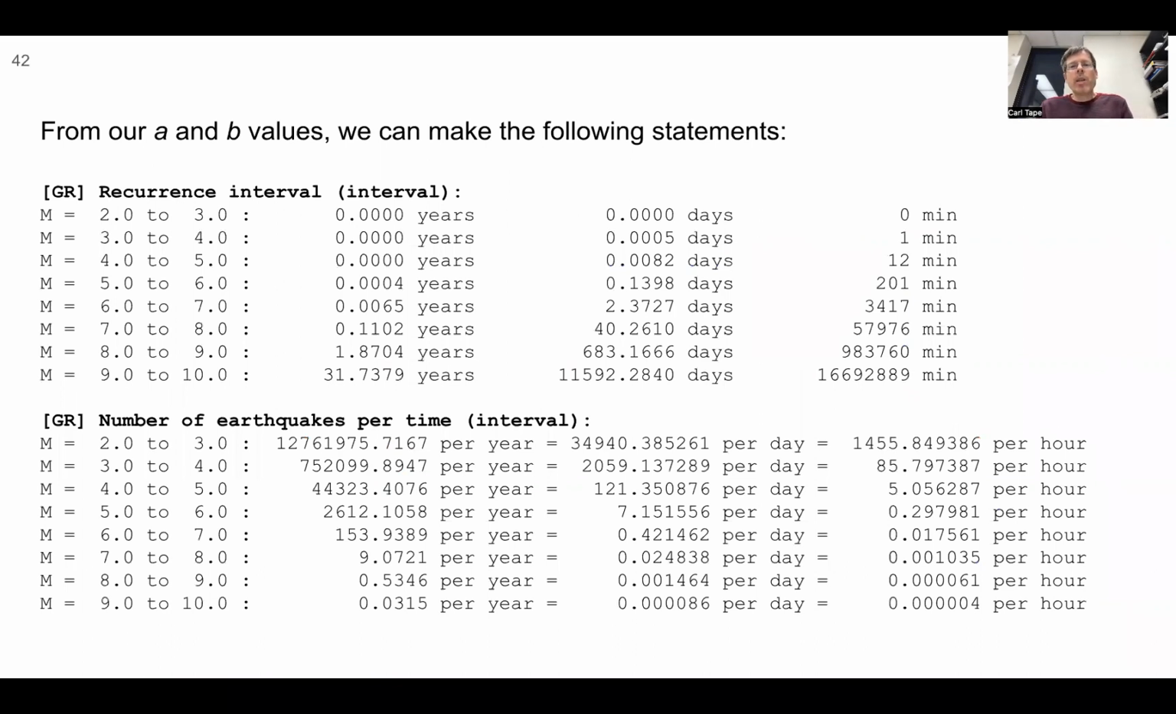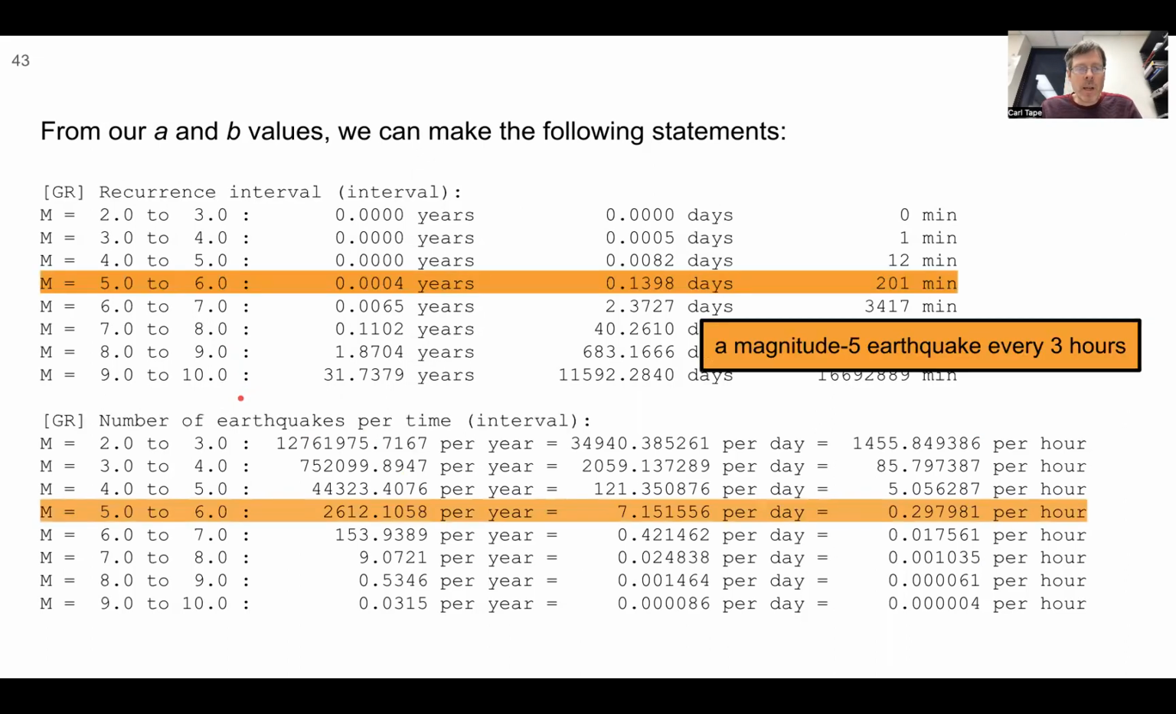And from these A and B values, we can even make practical statements about how often we expect earthquakes to occur. This may be the kind of numbers that people are looking for. And so from the A and B values that we derived from the catalog of 76,000 earthquakes, these are the kinds of statements that can be made about the recurrence interval or the number of earthquakes per year within a particular magnitude range. So for example, for magnitude 5 to magnitude 6 earthquakes, we expect one on the planet every 201 minutes, so about every 3 hours. And that amounts to about seven magnitude 5 to 6 earthquakes per day.